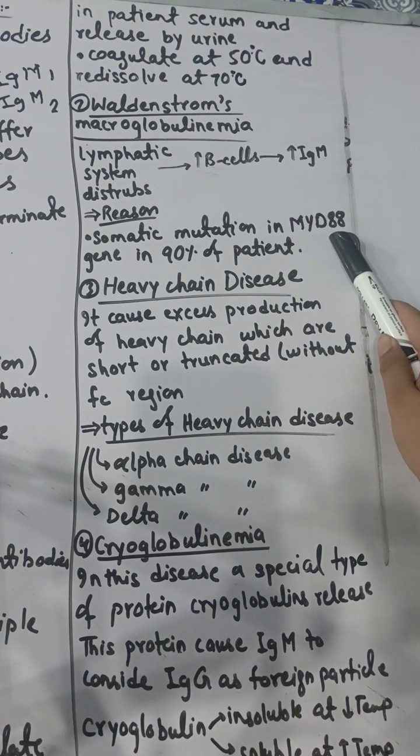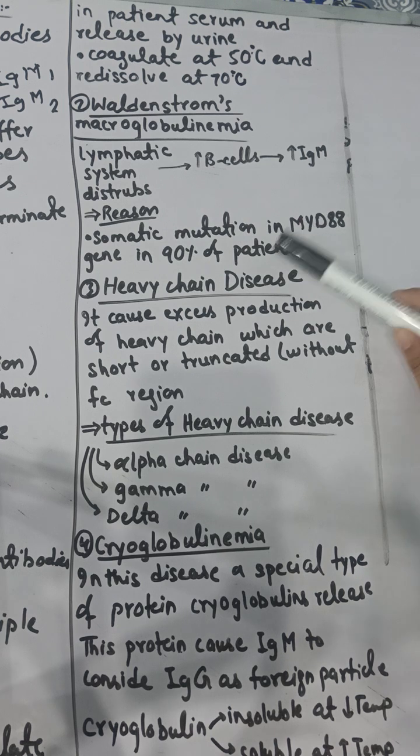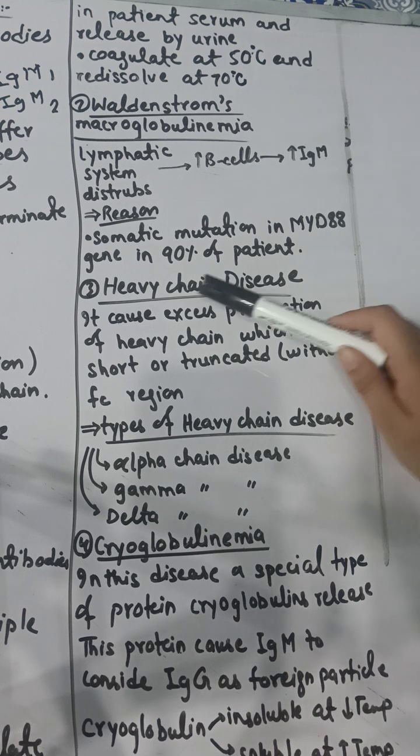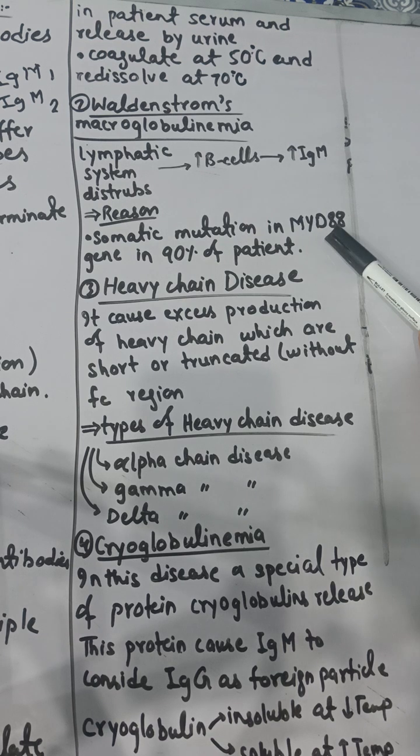This is the name of a gene, so it is not compulsory to remember the name of that gene, but if you can remember it, then definitely memorize it, but if you can't, then just leave it. So this is the gene name: MYD88. If a mutation occurs in that specific gene, you can face this disease. About 90% of patients face this disease due to this mutation in that gene.